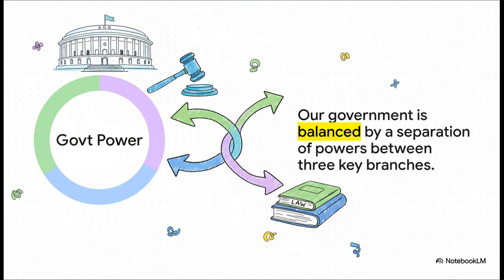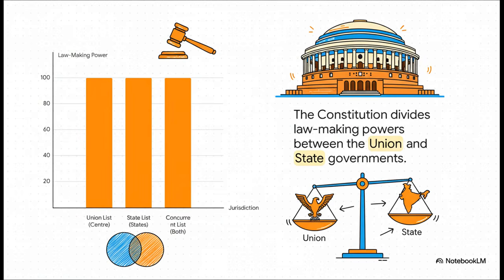So we've met the legislature that makes the laws and the executive that puts them into action. But there's a third very important piece of the puzzle, the judiciary. That's our courts. Their job is to protect our laws and our Constitution. So you see, these three branches together form a system of separation of powers. They all keep a check on each other, which creates this perfect balance so that no single group can ever become too powerful.